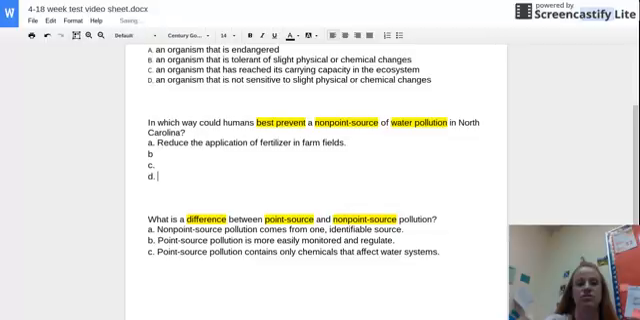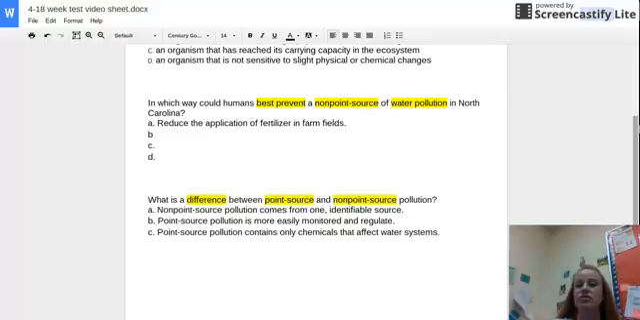So my best answer choice is going to be A, reduce the application of fertilizer in farm fields. Fertilizer in fields would be non-point source because a lot of it can run together, and then if it rains too hard, the runoff can push it into another body of water, so you don't know specifically which farm it came from.